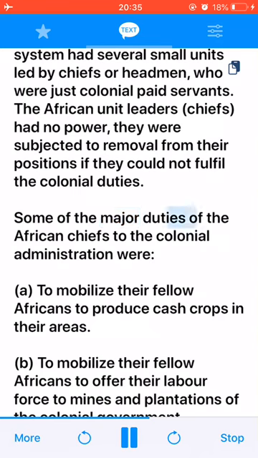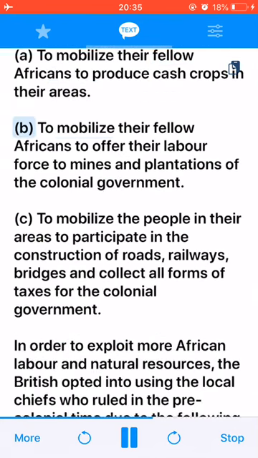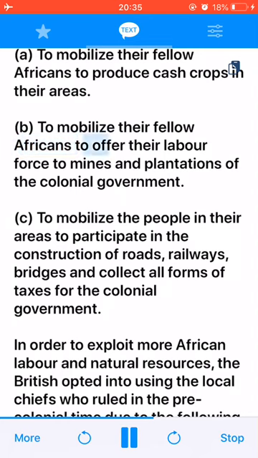Some of the major duties of the African chiefs to the colonial administration were: a. To mobilize their fellow Africans to produce cash crops in their areas. b. To mobilize their fellow Africans to offer their labor force to mines and plantations of the colonial government. c. To mobilize the people in their areas to participate in the construction of roads, railways, bridges, and collect all forms of taxes for the colonial government.